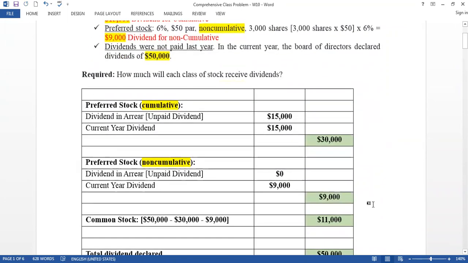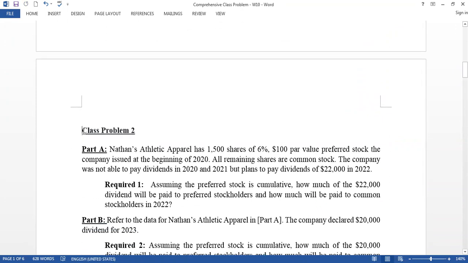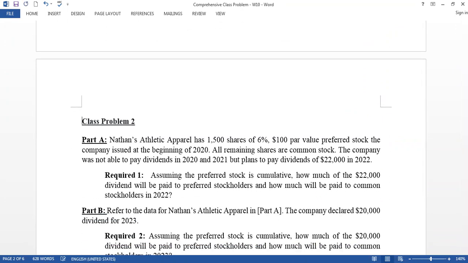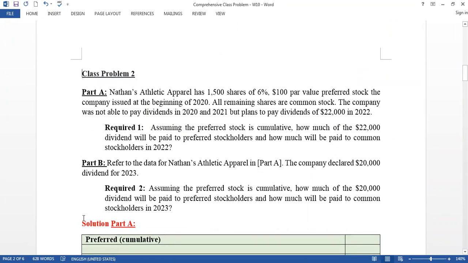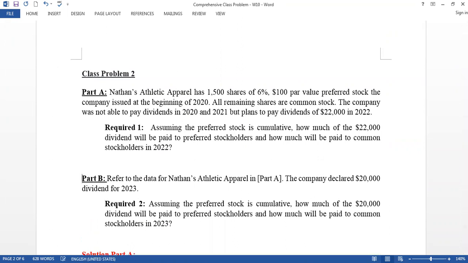Now let's move on to question 2. Question 2 has two parts, part A and part B. We have a connection between part A and part B, so when we solve part B, we have to consider information available from part A also. That's why you have to read the question carefully. If you have a part A, part B type question, there are connections, so read them carefully. Okay, let's see part A first.